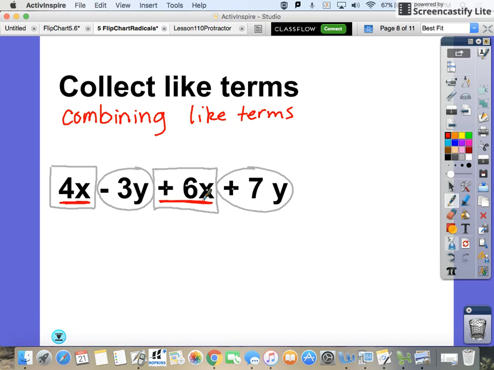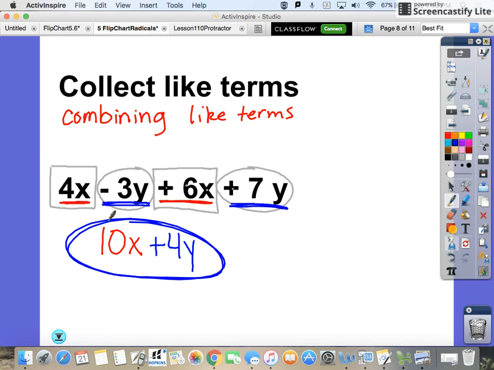My x terms, I have 4 x's here and I have a positive 6 x's here. That means together I have 10x. Then in the circled shape, I have negative 3y and positive 7y. Negative 3 plus 7 is positive 4y. This is what combining like terms looks like. All right, seems easy enough, right?